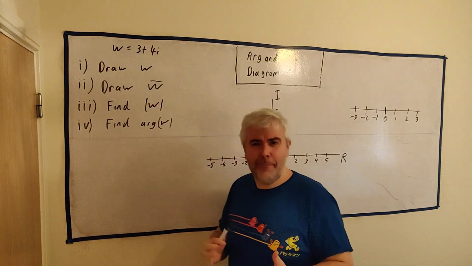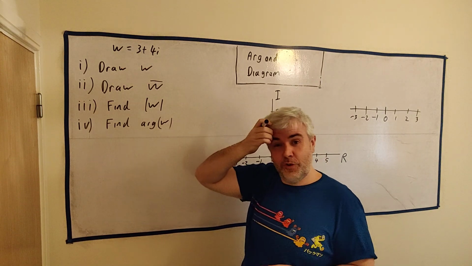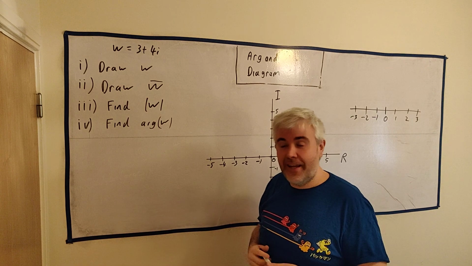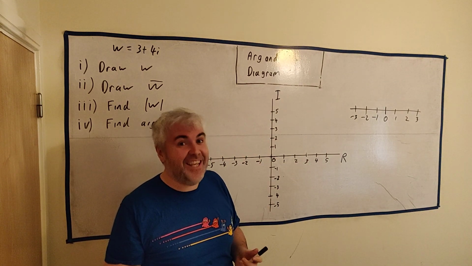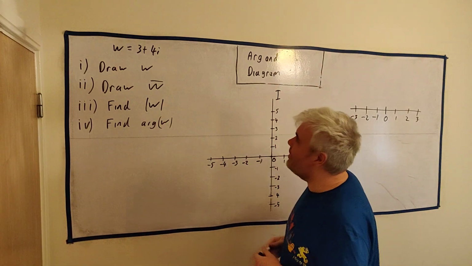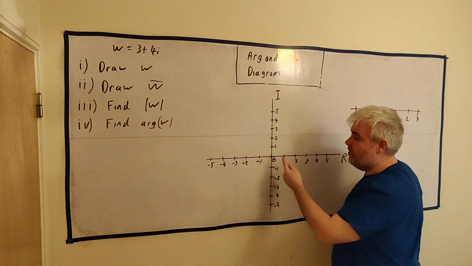But we've introduced complex numbers now. For example here, w is equal to 3 plus 4i. To represent that is a challenge. We need this two-dimensional plane to do it. So how we do it is we keep the real line here and we add in an imaginary line.